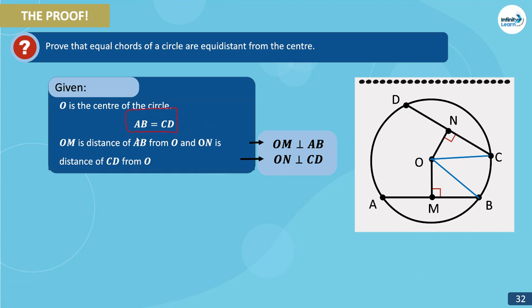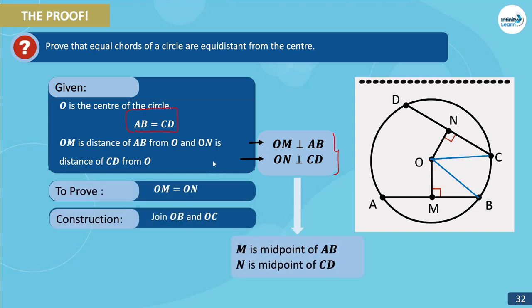Chords are given equal. We know that OM is perpendicular to AB and ON is perpendicular to CD. Where did this come from? Just before this we proved a theorem: the line segment joining the midpoint of a chord to the center is perpendicular. Now we have to prove OM equals ON. These distances are equidistant if chords are equal. How did this happen? Both are perpendicular, so M is the midpoint of AB, N is the midpoint of CD.